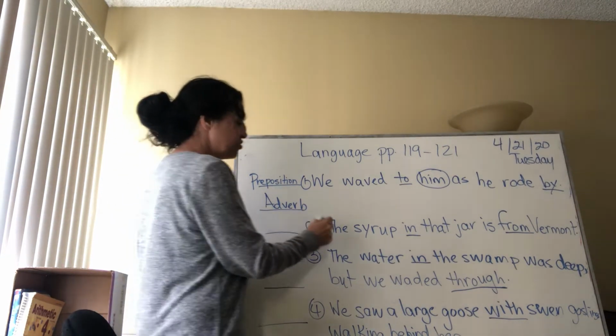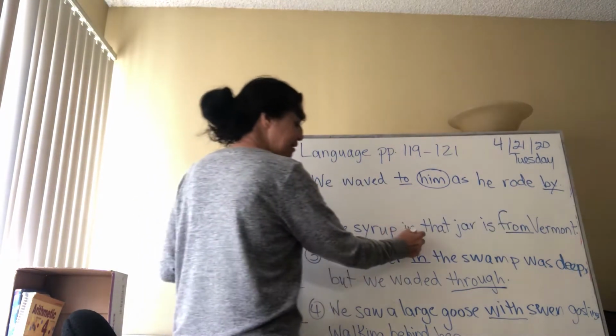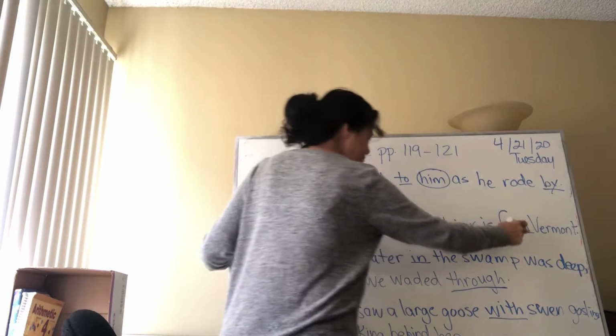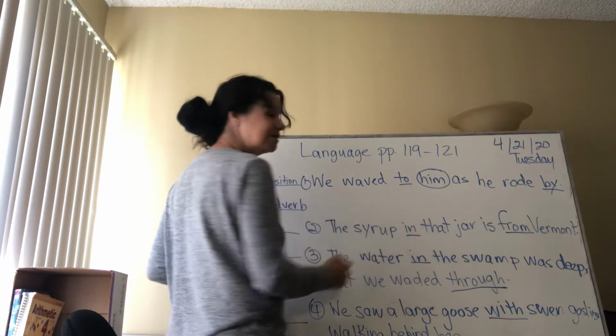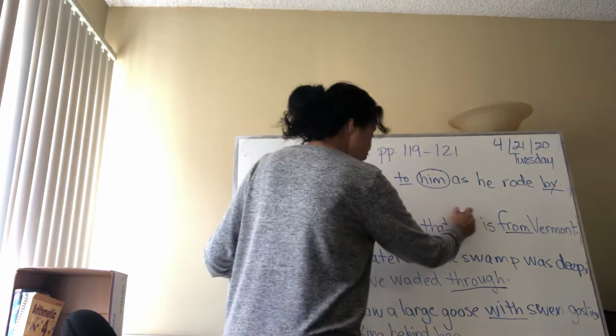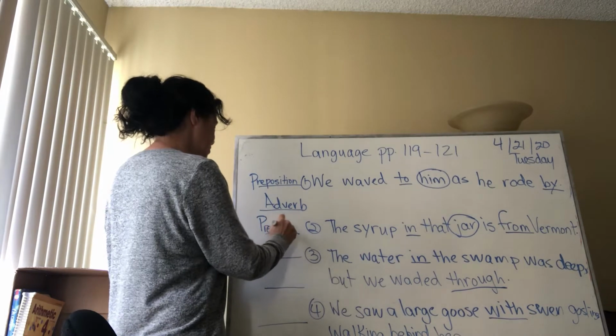Let's look at number two. The syrup in that jar is from Vermont. So we see in is underlined and from is underlined. Now let's look. Does in have an object? Yes, jar. So we circle jar and we write preposition in the blank.